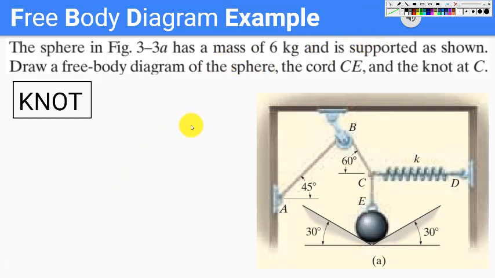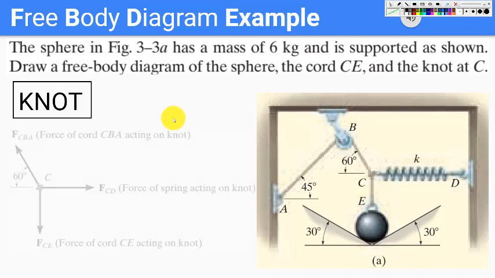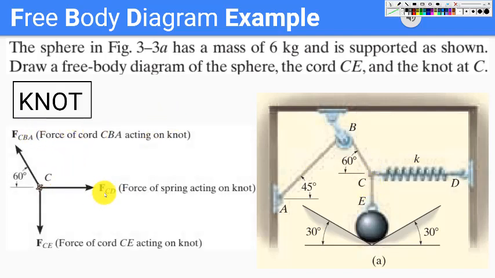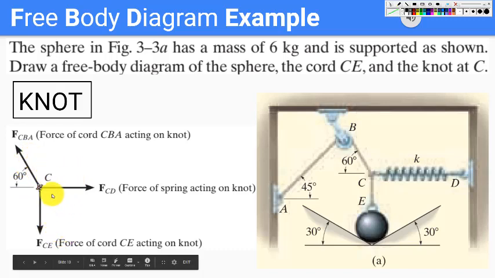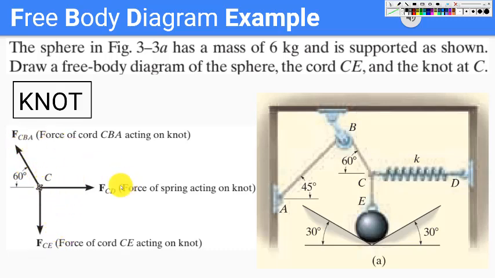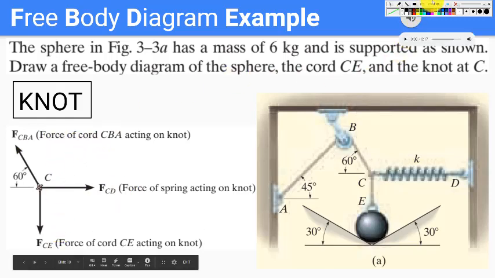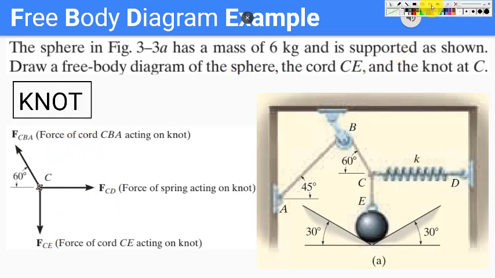Okay. The next is the free body diagram of the knot. Again, we have three forces acting on the knot. One is the force in this direction, the other is the force along the spring, and the third is the force along the cord, towards the sphere. Okay. So this is the free body diagram. We mention all three forces. All of these forces are unknown, so we just label all of these forces and draw them accordingly. So this is how we draw free body diagrams.